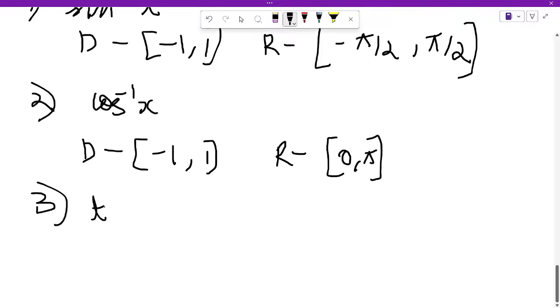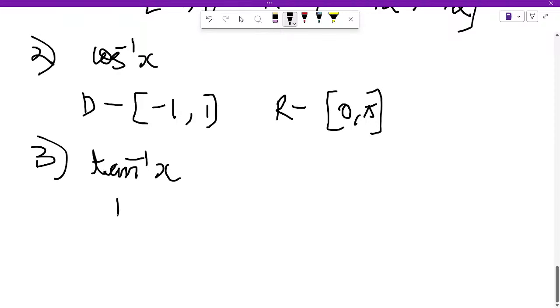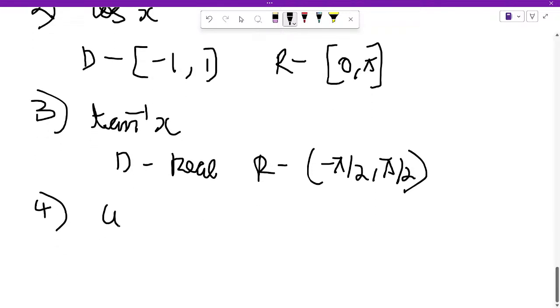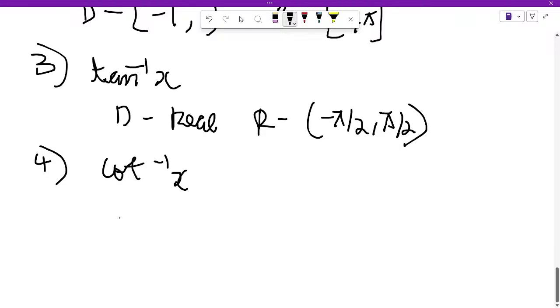Third one, tan inverse x. For tan inverse x, the domain will be all real numbers, and the range will be open interval minus pi by 2 to pi by 2. Fourth one, cot inverse x. We know that cot is the reciprocal of tan, so the domain will be real. And the range will be slightly different, that is open interval 0 comma pi.